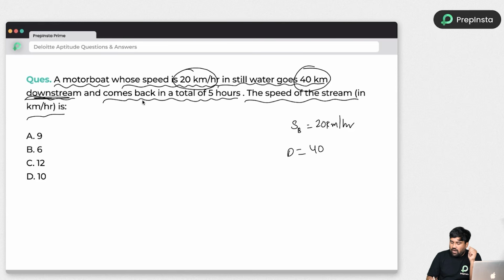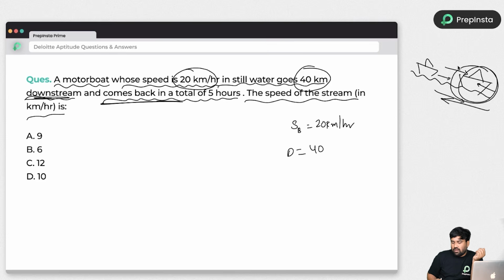Downstream and come back means, if the water is flowing like this and you go in the water direction, it is downstream, so the water will help your direction. But coming back means you go in the opposite direction to the water, where the water will oppose you. So coming back means upstream. In the downstream, the resultant speed of the boat will be 20 plus x, and in the upstream it is 20 minus x, where I am assuming x is the speed of the stream.